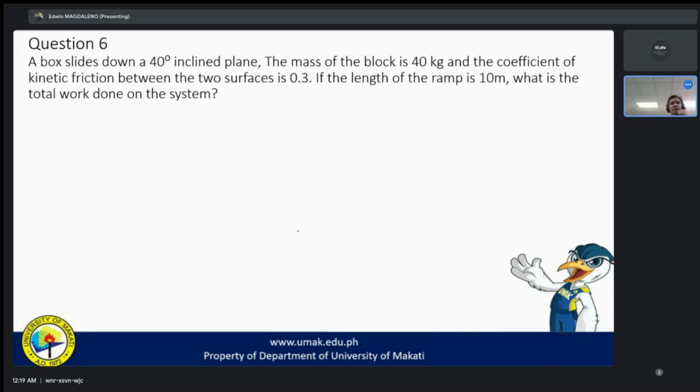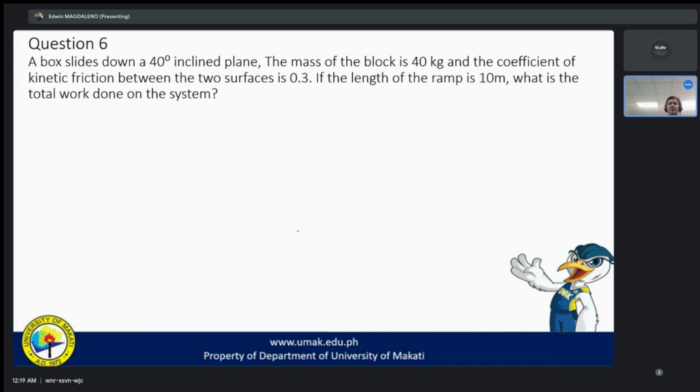Okay, good morning. So today I'm going to answer the last five questions which were not answered in the review. Although the answer was given, the equation or the solution was not. So ngayon tatry natin solve. Let's try to answer question number 6.